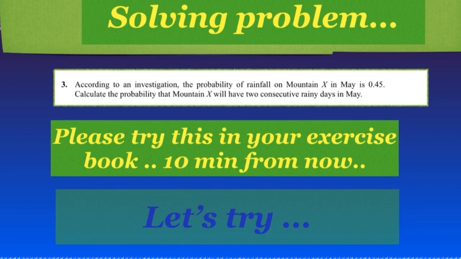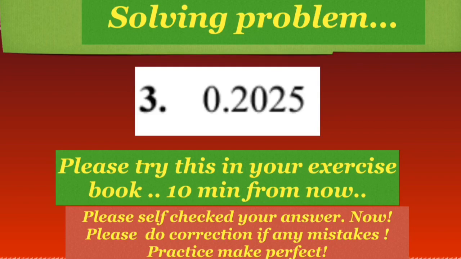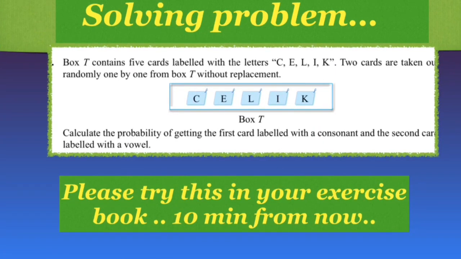Let's try this. According to an investigation, the probability of rainfall on Mountain X in May is 0.45. Calculate the probability that Mountain X will have 2 consecutive raining days in May. Please try this in your exercise book. We need 10 minutes for this question. Let's try now. You need to show the working for this question, and the answer is 0.2025. Please self-check your answer, and do correction if any mistake, and please do more practice so that you can be a perfect scorer. Now we proceed to the next question.